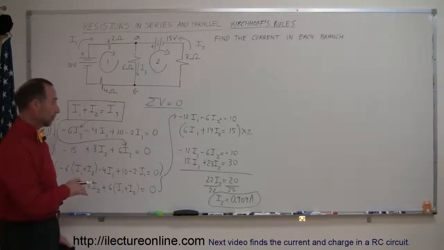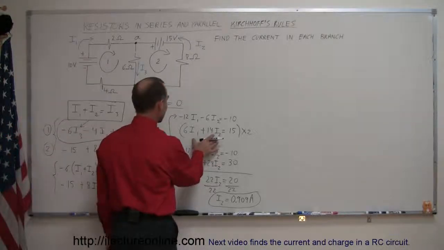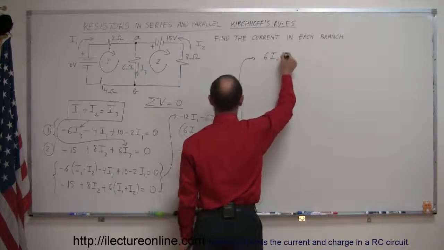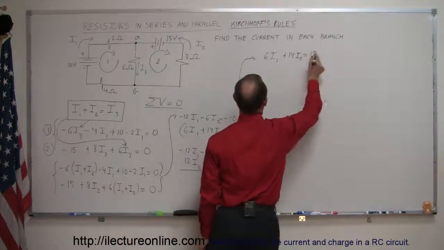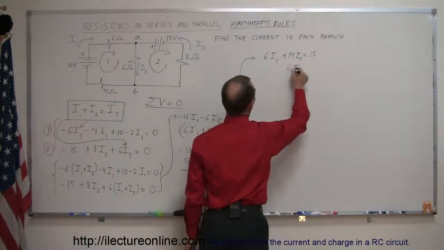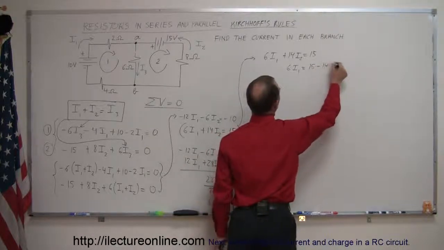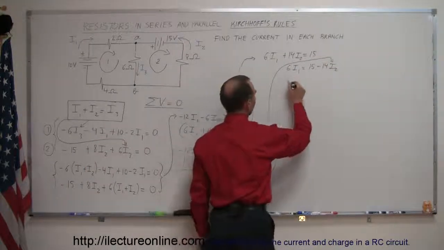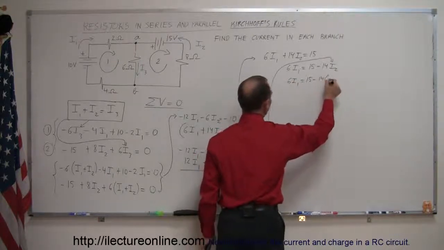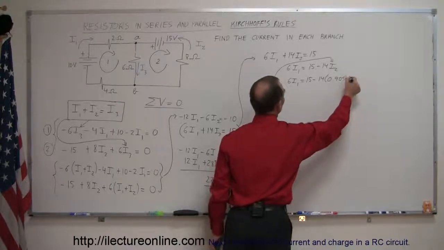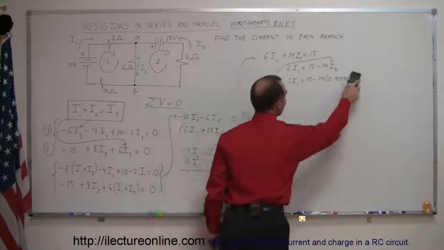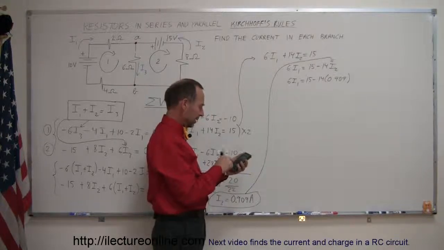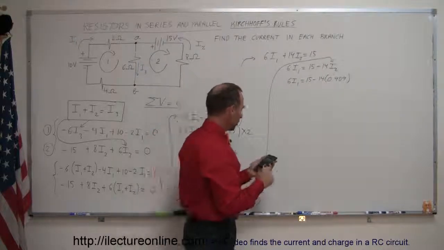Now I need to find I1 and I3. I can go back to one of my two equations, for example this one right here, and solve for I1 in terms of I2. So I have 6I1 plus 14I2 is equal to 15. Solving this for I1, moving the I2 across, I get 6I1 is equal to 15 minus 14I2. And then I plug in what I2 is equal to from this equation right there. So now I have 6I1 is equal to 15 minus 14 times 0.909 amps. I don't need the amps, I'll just leave the amps off for now. Keep it a little cleaner. There we go. So multiply times 14. Subtract that from 15. And I get 2.27.